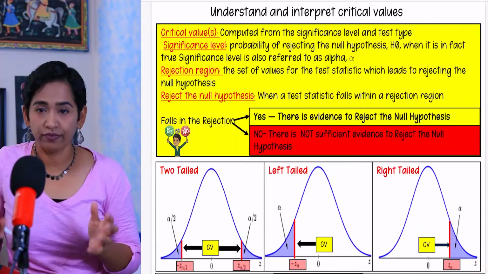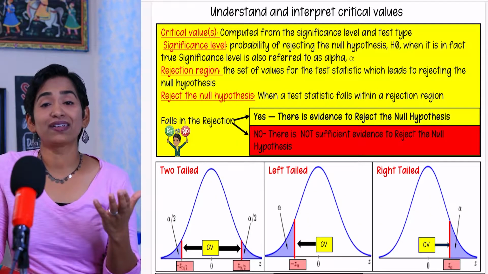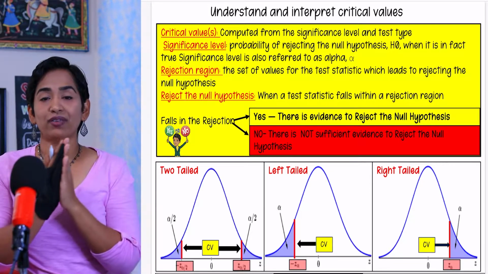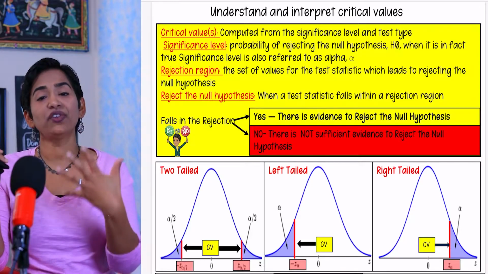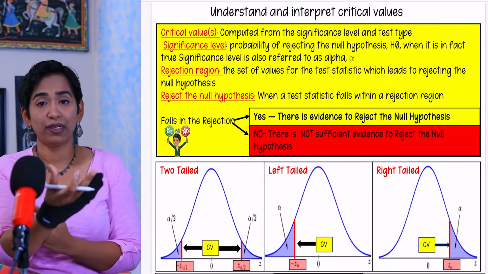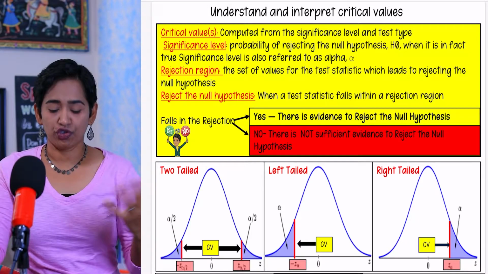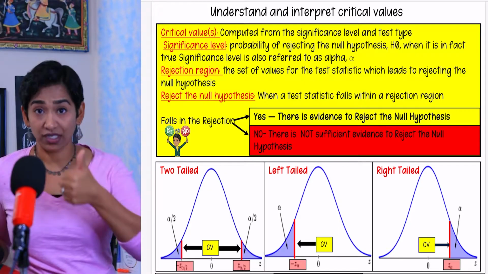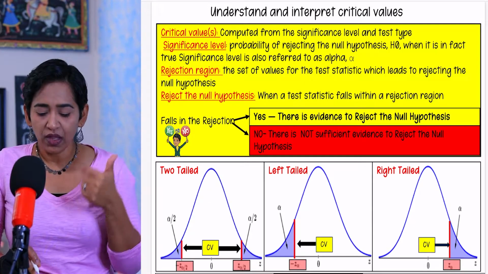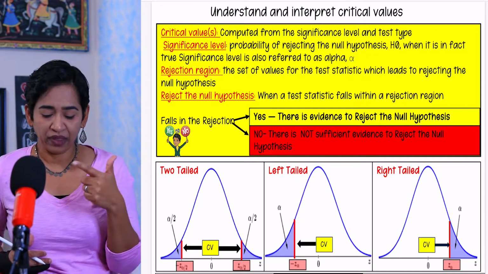All right. So the next one is understand and interpret critical values. Remember when critical values come into play? The previous section was about significance level. Significance level is when I use the probability, right? Critical values is when I use the rejection region. Certain terminology that you have to know is what critical values are. What are they? They're computed from significance level and test type.